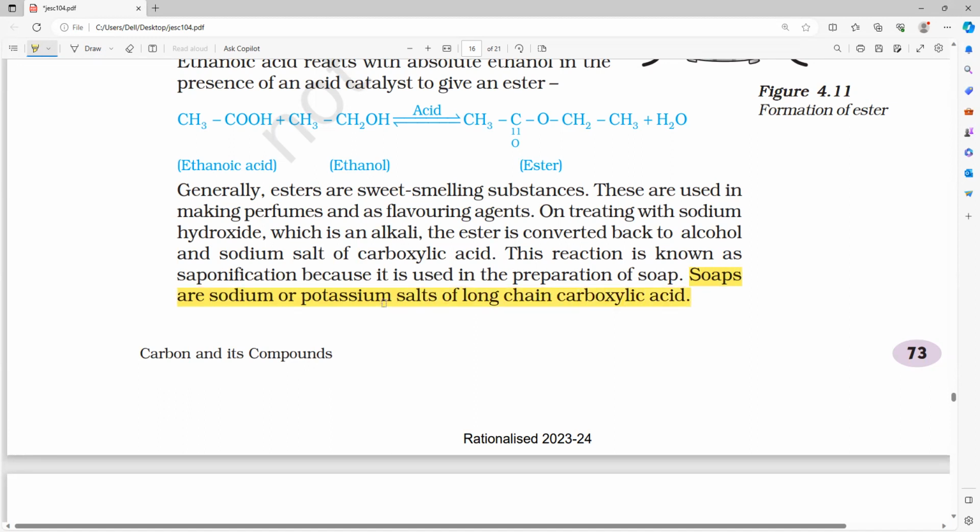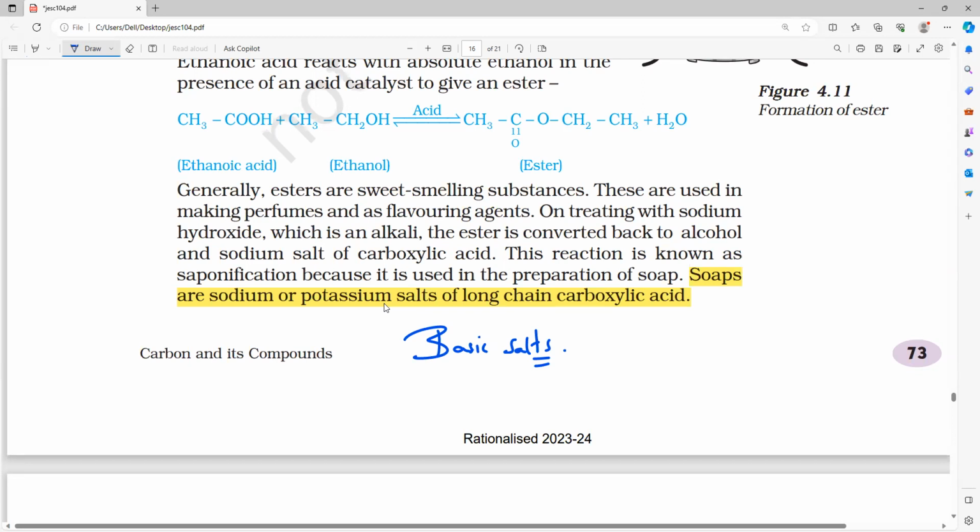Long chain carboxylic acids. So what are they actually? Are they basic salts or acidic salts? What are they, everybody? They are basic salts. Understand? So, can you guess why they are basic salts? Anybody? All of you? What is the reason? Why are soaps made alkaline? That is the question.